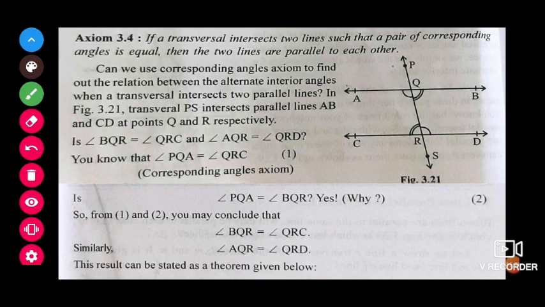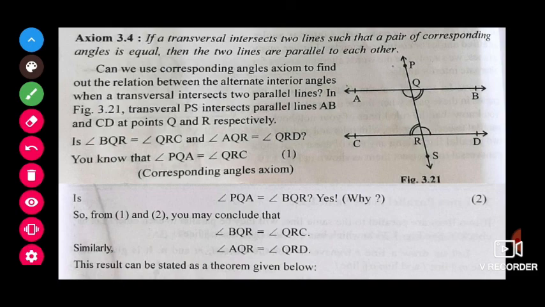Now we are going to show that. First, can we use the corresponding angles axiom? Now we will try to find out the relationship between the corresponding angles and alternate angles. How will it be? By using the corresponding angles axiom. What the corresponding angles axiom is showing: the corresponding angles which form by using the parallel lines. Here only it is there, the axiom 3.4, that is, if a transversal is passing through, and if the corresponding angles are equal, then it's a parallel line. So if it is parallel lines, even we can take that the corresponding angles are equal.